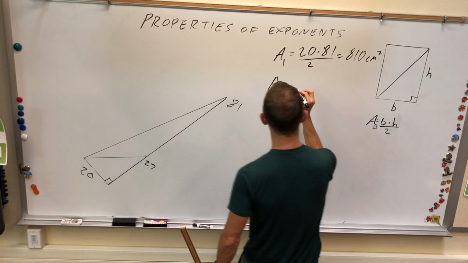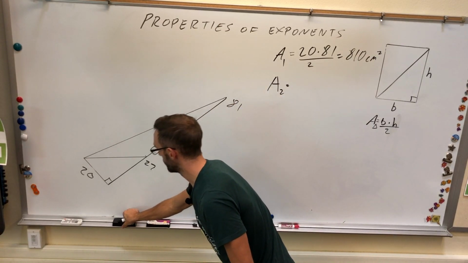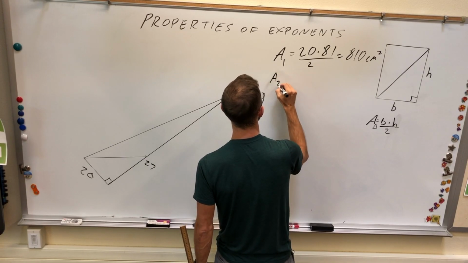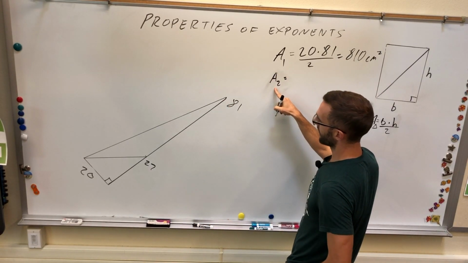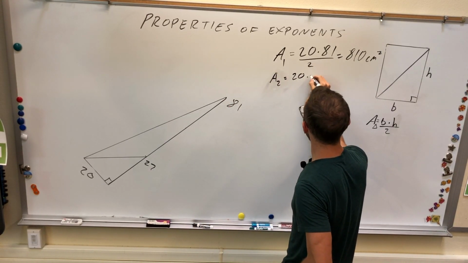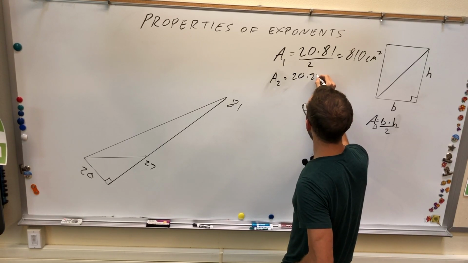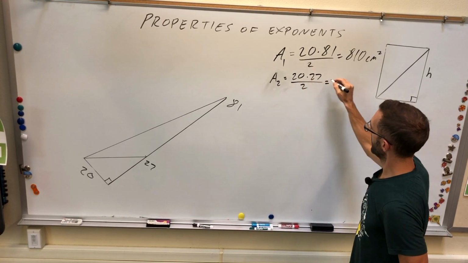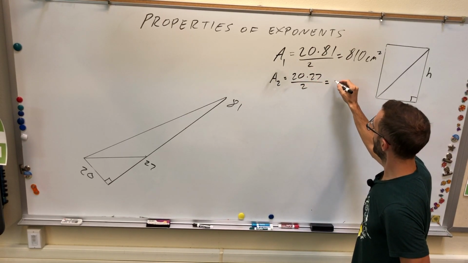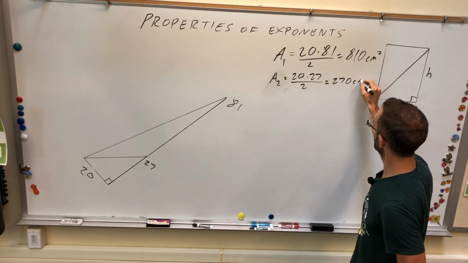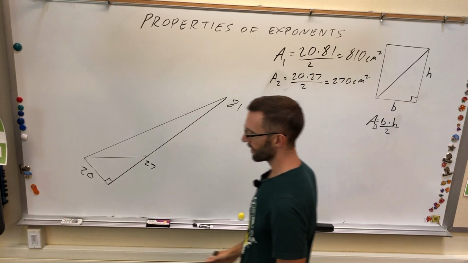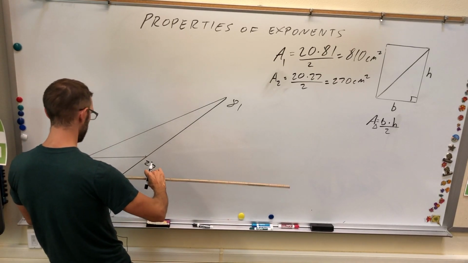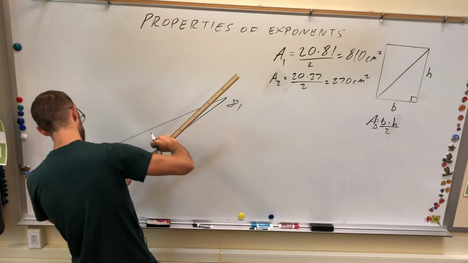So the second area, I'm going to run out of room. I better make this smaller. The second triangle area is 20 times 27 over 2, which is going to give us, let's see, 10 times 27, so 270 centimeters squared. Let's take 1/3 of that. 1/3 of 27 is going to be 9.